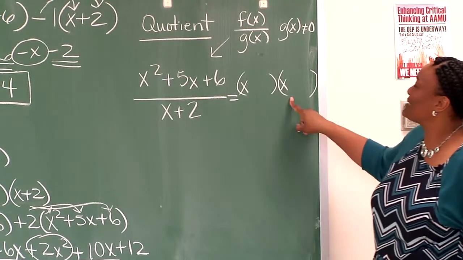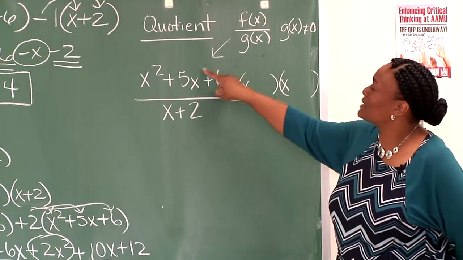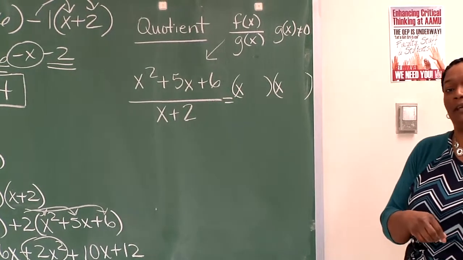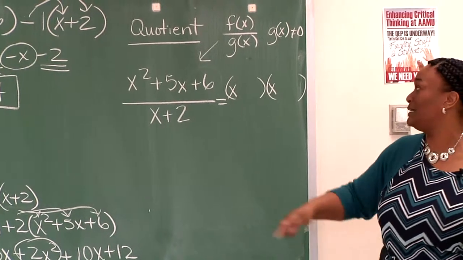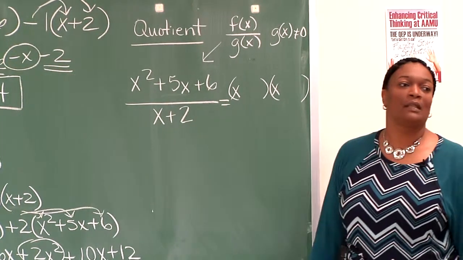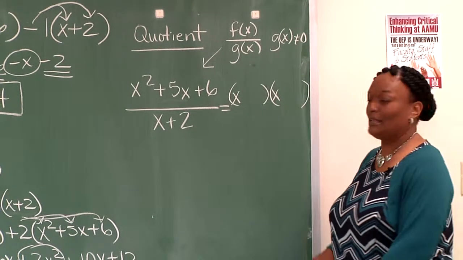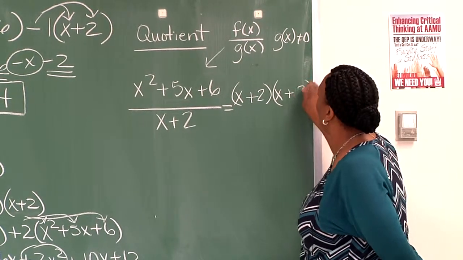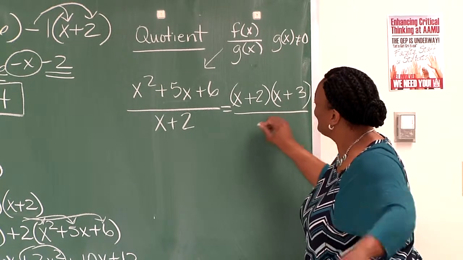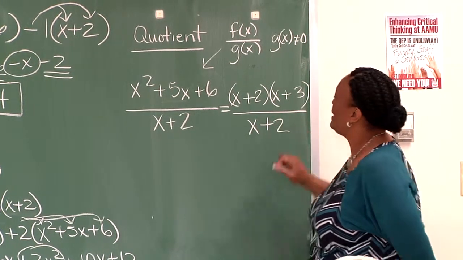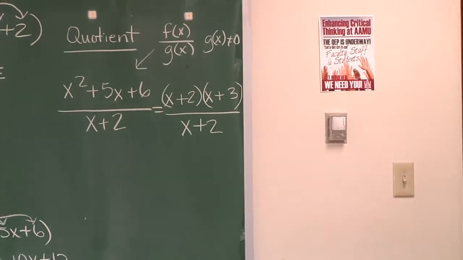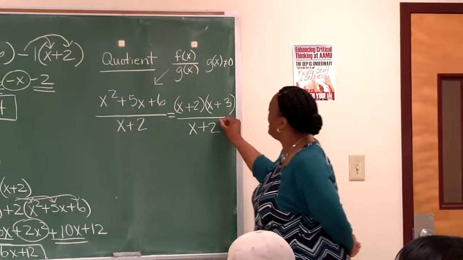You know we have x and x. What are some factors of positive 6 that we can multiply together to get 6, but add together to get this 5 right here? x plus 2 and x plus 3, right? Yeah. All right, good, guys. So see, you remember how to factor. Okay? So now what can I do? Cancel out the x plus 2, right?